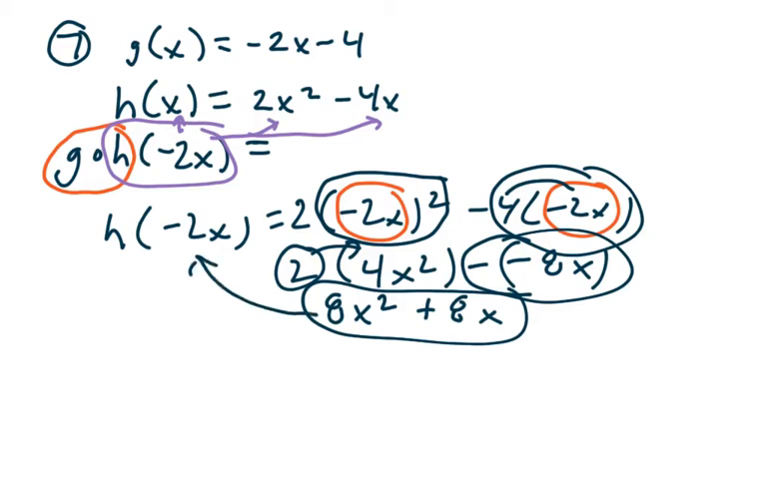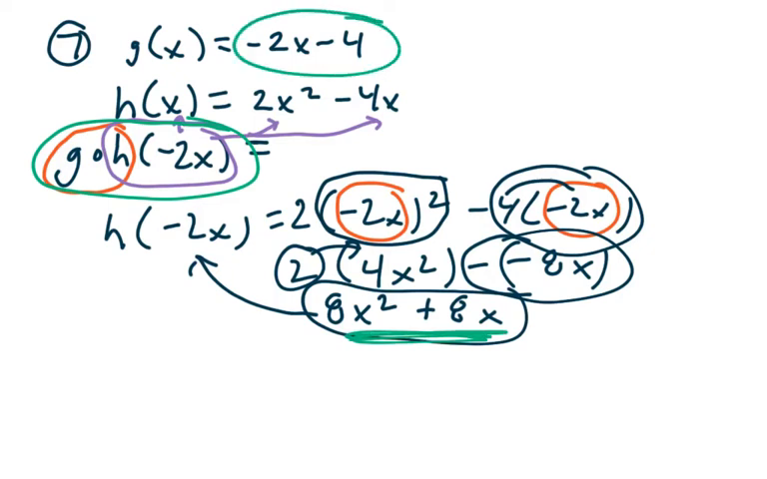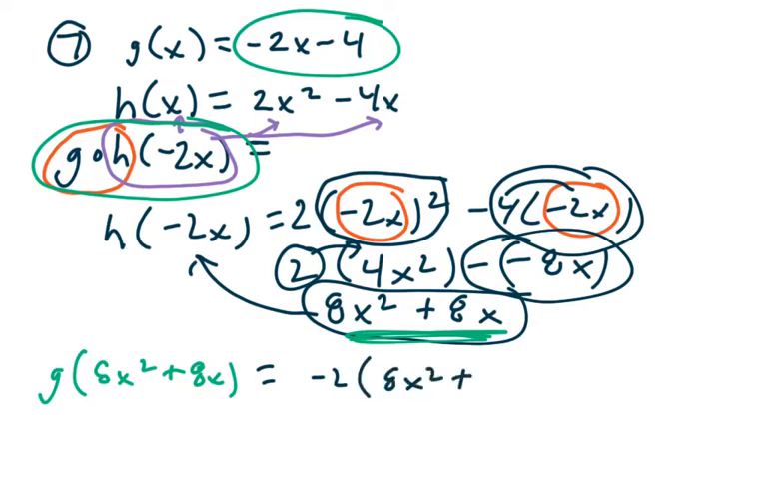So they want us to do g on h of negative 2x, or g of h of negative 2x. So I'm now going to take this and plug it into g. And g is right up here. So we're basically going to do g of 8x squared plus 8x. And what are we going to get? We're going to get negative 2 times our 8x squared plus 8x, minus 4.